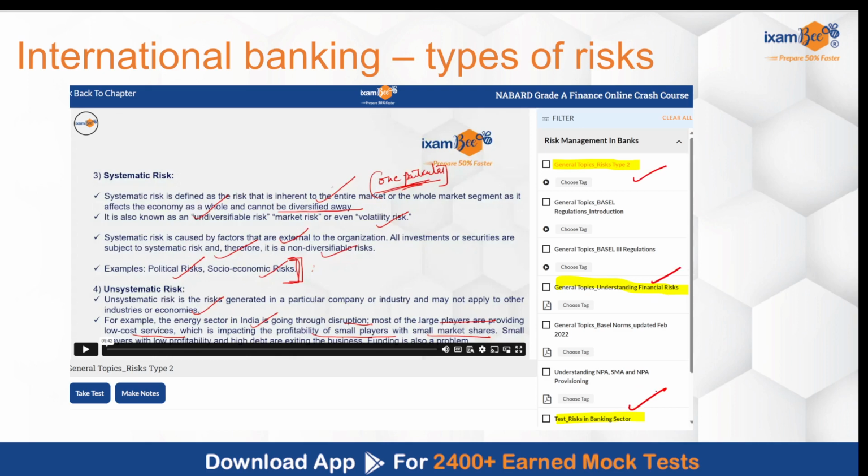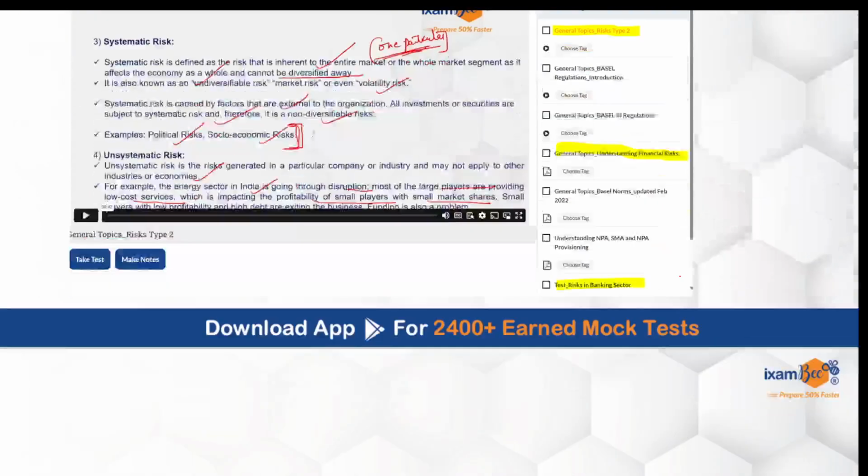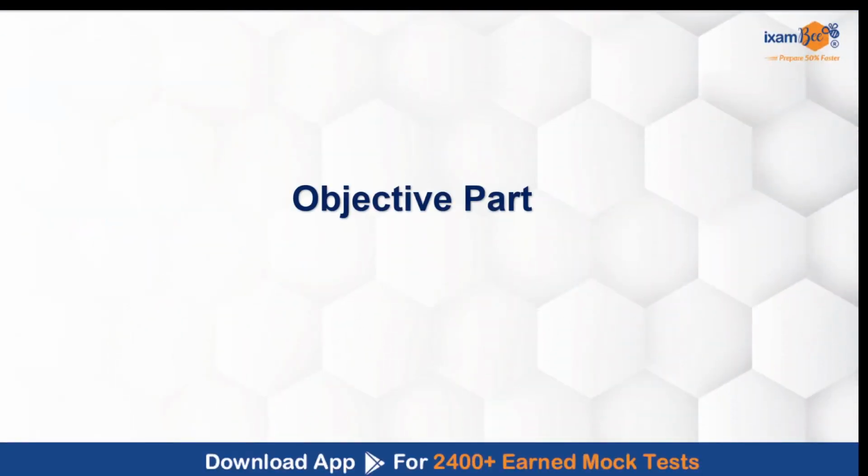In the NABARD finance course, all different types of risks are discussed, and how they are also being taken into account by the Basel Committee. Moving to the objective part, the types of questions that have come. The objective part has two types of questions.